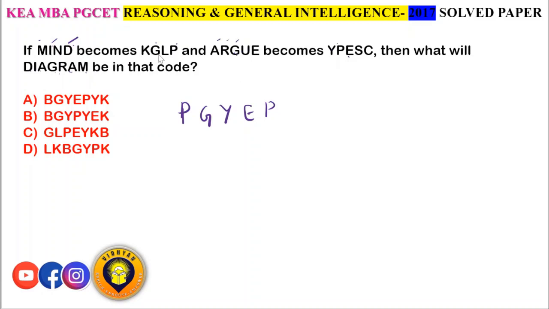Okay, there should be a correction here. It's not P, it should actually be B here. If it is B, then the first letter will be B. So there's some typing mistake. Code of R is P. Then code of A, first letter Y. And code of M, first letter here is K. So B, G, Y, E, P, Y, K. That is option A, the right answer. Okay. Next one.